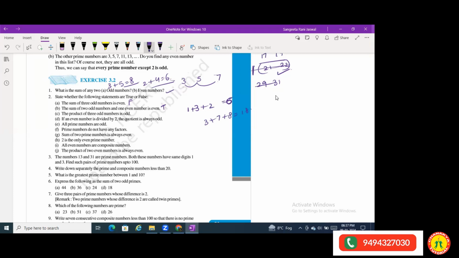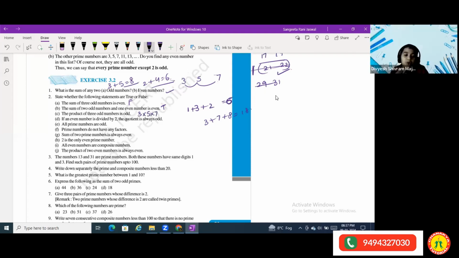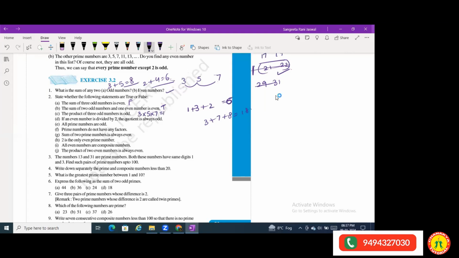Now, what's the next one? The product of three odd numbers is odd. Is that true? Suppose I take three odd numbers, 3, 5, 7. What is the product? 15 into 7 is 105. So that's odd only.